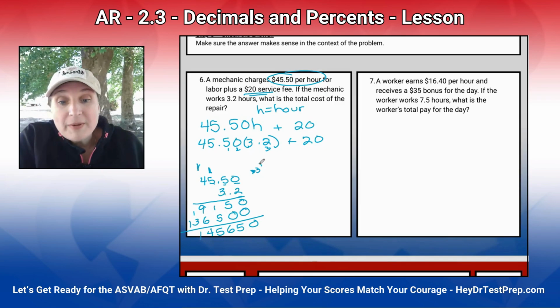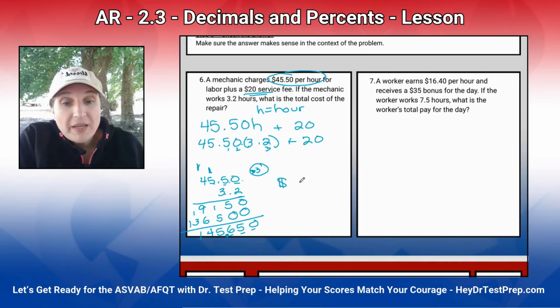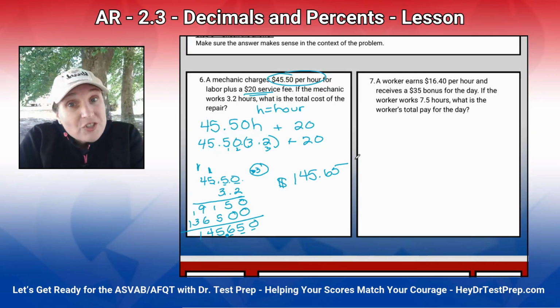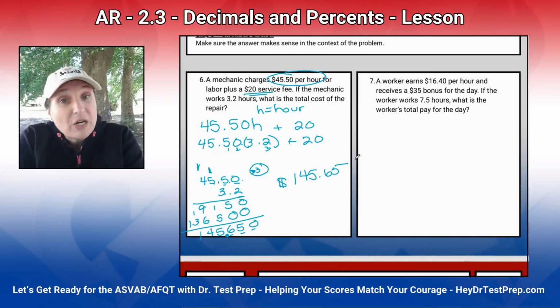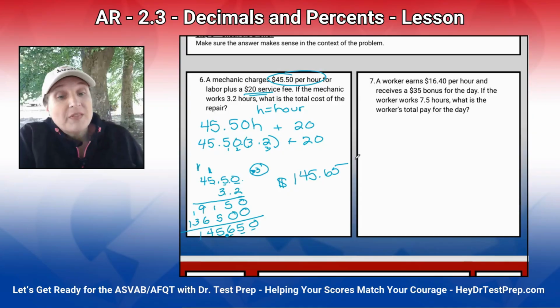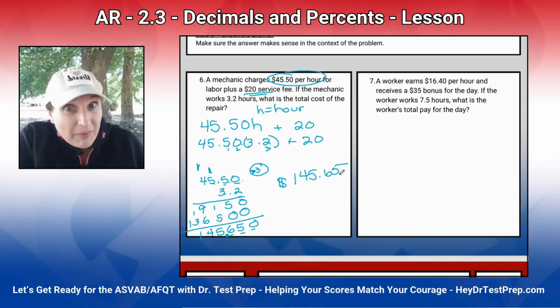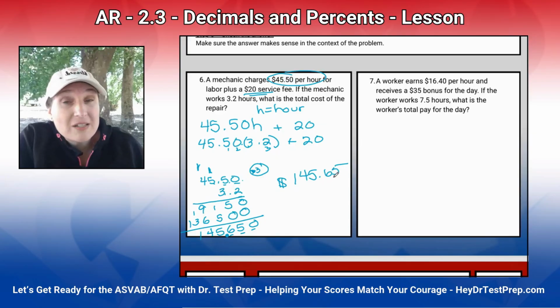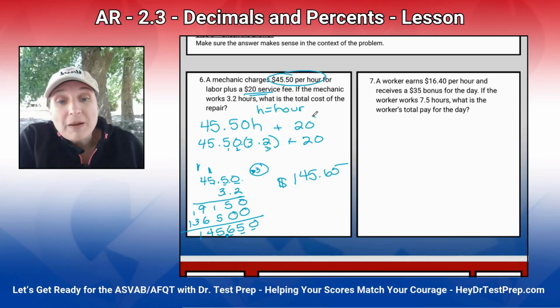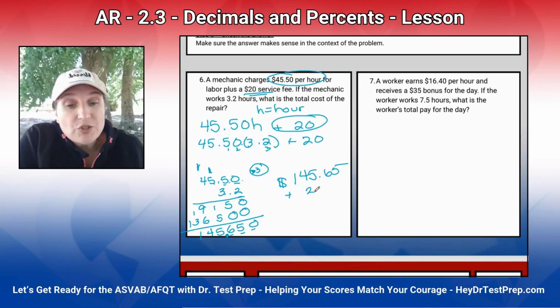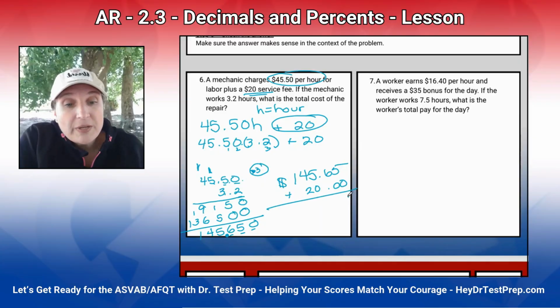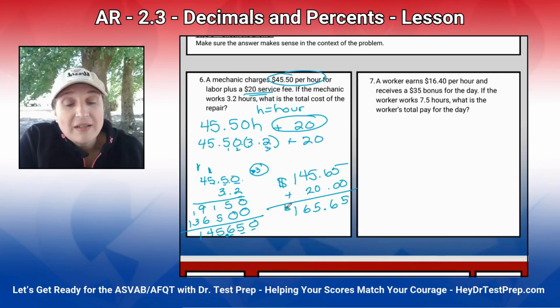All right, now that we've gotten this information, remember we have 3 decimal points. 1, 2, 3. Here's my point. So they make $145.65. But here's the trick. That's just how much he makes per all the hours. This is where this would be one of the answers probably on your AFQT. Because they want it, it's called a distractor. They're trying to trick you. Remember, we still have to add this additional $20. So when we do that going down, we've got our best answer.